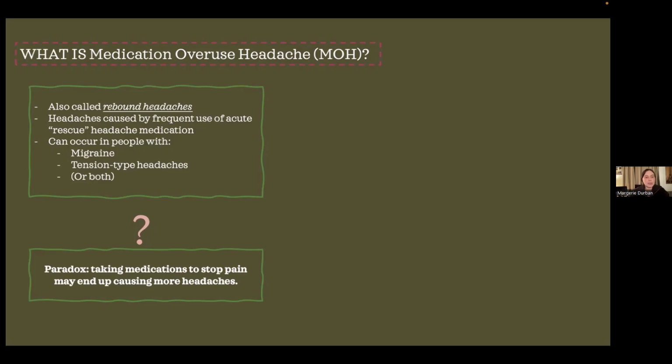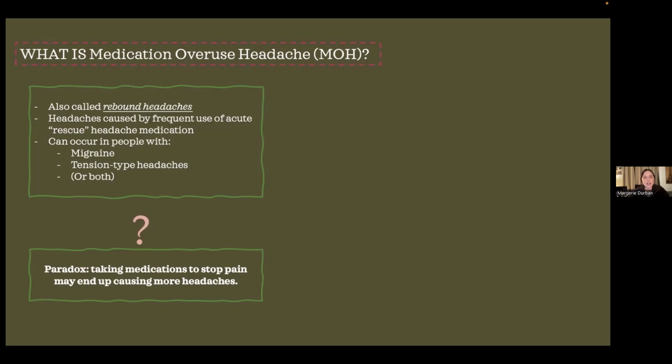It occurs in people who have underlying headache disorders such as migraine or tension type headaches, or sometimes both. It occurs to a much less frequent degree with other types of headaches. So it presents with a paradox because you're taking medications to stop the pain from your headaches, but in the end, you may end up causing more headaches.